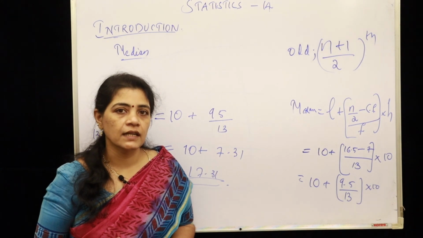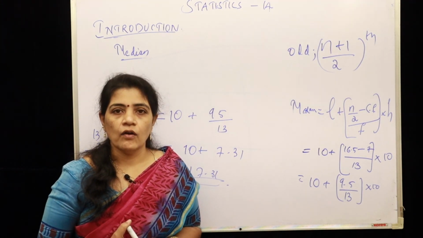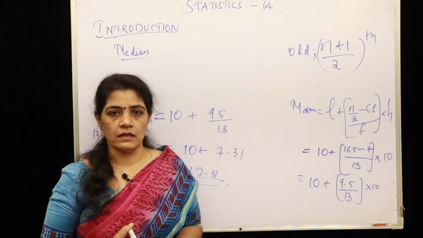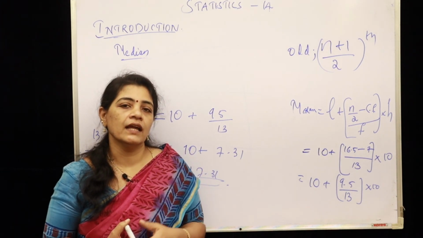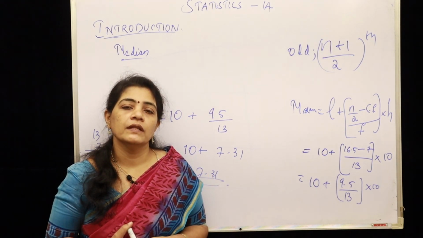I hope this idea is clear, children. It is quite simple. Find sigma Fi and take its half. That will help you locate the median class. So, the cumulative frequency just greater than this N by 2, and its corresponding class interval, will be the median class.